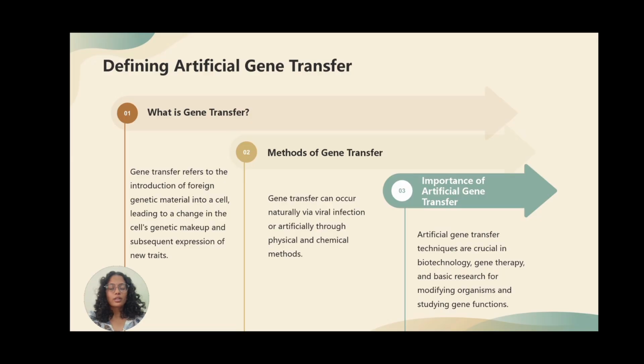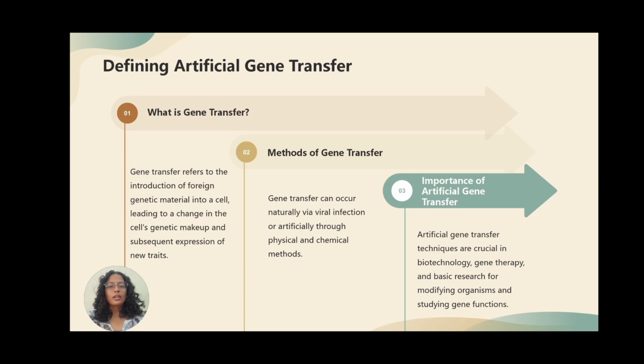To start with, we will first understand what gene transfer and artificial gene transfer exactly mean. The process in which nucleic acid is transferred from one organism to another is referred to as gene transfer, and it results in alteration of the genetic makeup of the cell or the organism which receives this foreign nucleic acid segment.